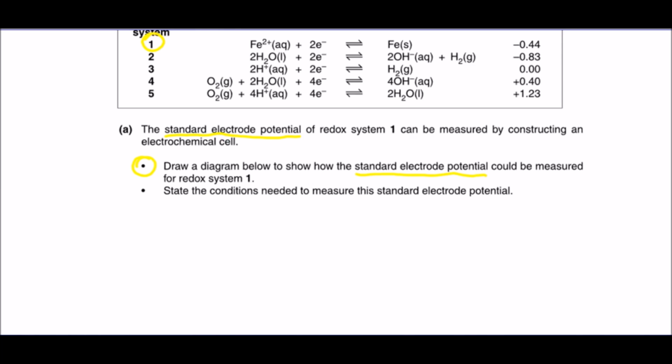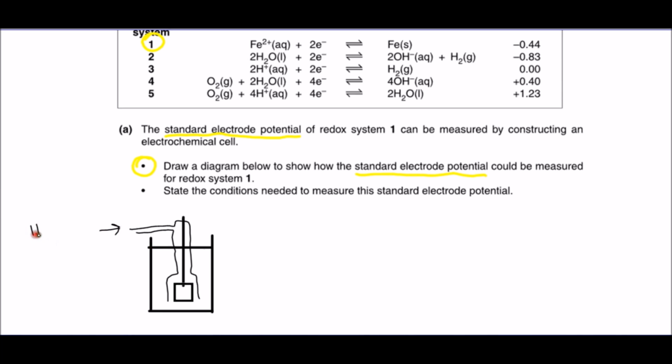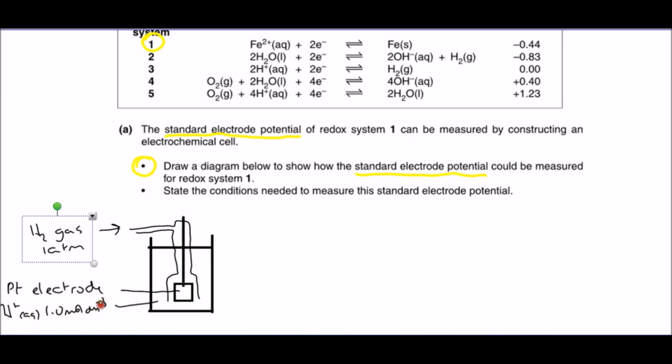So let's get on with the drawing. This is a diagram that you should know for the hydrogen half cell. Key thing though is that you label it, so we've got hydrogen gas going in at 1 atmosphere. Lots of people forget to label the platinum electrode. And then in solution we've got H plus ions at 1 mole per decimeter cubed. Okay, so first mark for this diagram is for labelling all three of those things.